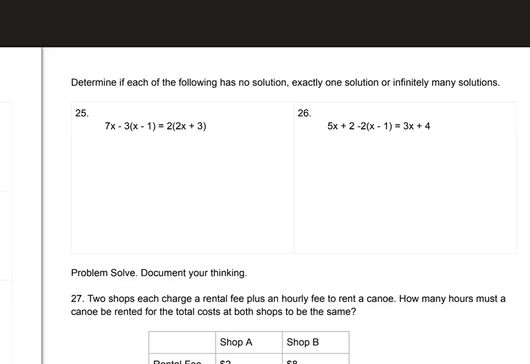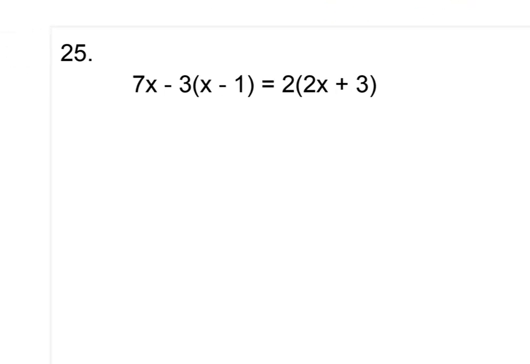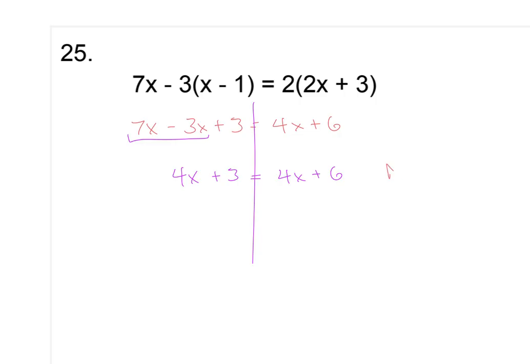Determine if each of the following has no solution, exactly one solution, or infinitely many solutions. So let's see, distribute the 3, distribute the 2. Over here I can combine this to be 4x plus 3, and this is 4x plus 6. It's right here that I can tell you it's no solution.